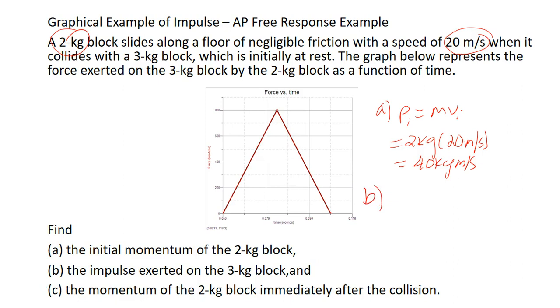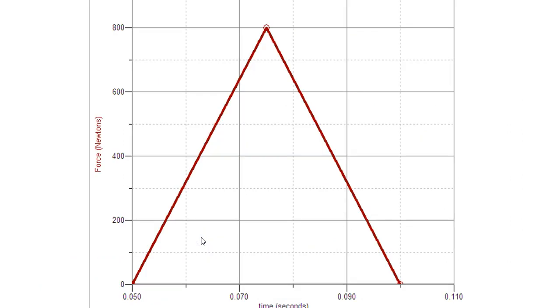So immediately, if I see a graph, I'm going to use it. If I find the area under the curve, that would be the impulse. If you noticed, I made the graph bigger to read. And of course, it doesn't always have to start at zero. This is a highlighted section. So if this is 0.08, then this is 0.075 here. I'm actually going to find this triangle first.